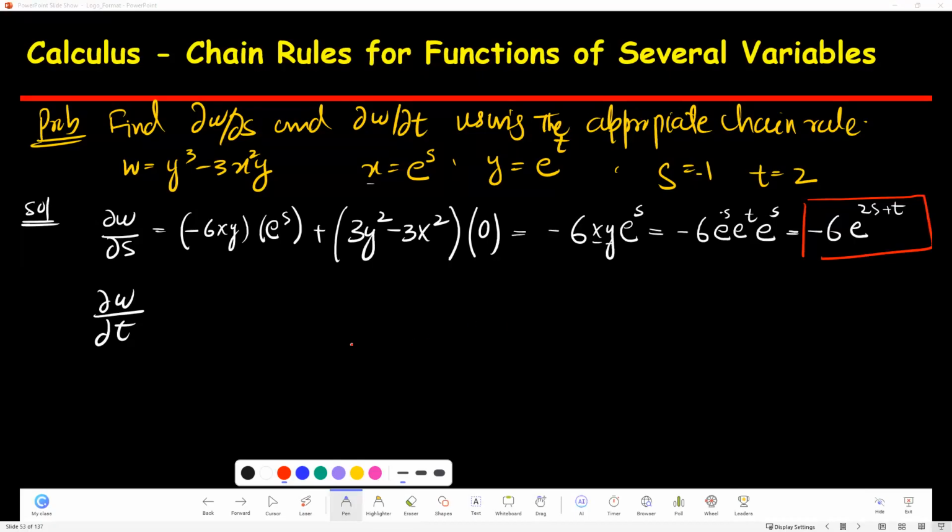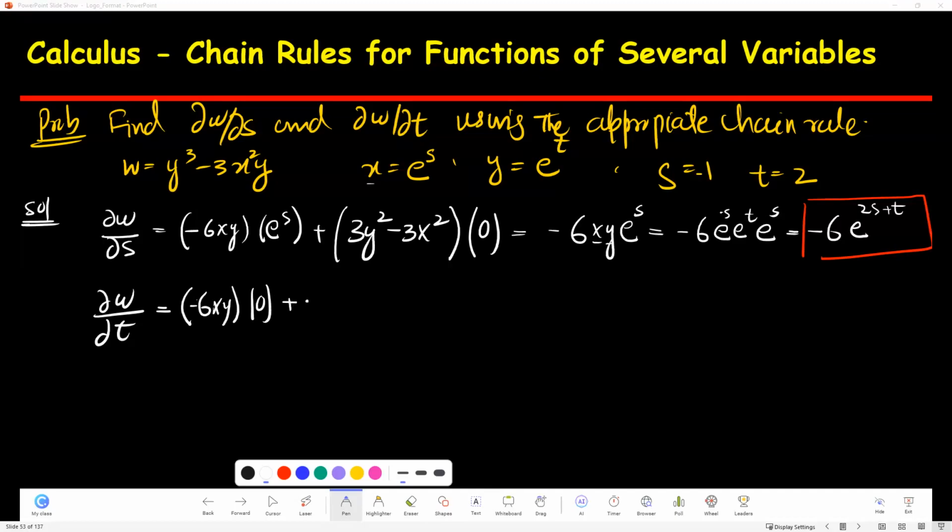I have to substitute the values of my given variables for s and t. I'll do it when I'm done with dw over dt. So let's do dw over dt. It's going to be dw over dx times dx over dt. So dw over dx is going to be minus 6xy times 0, because there is no t term in x. You can see here x has no term of t, so when you take the derivative of x with respect to t, the answer will be 0 because everything will be constant here.